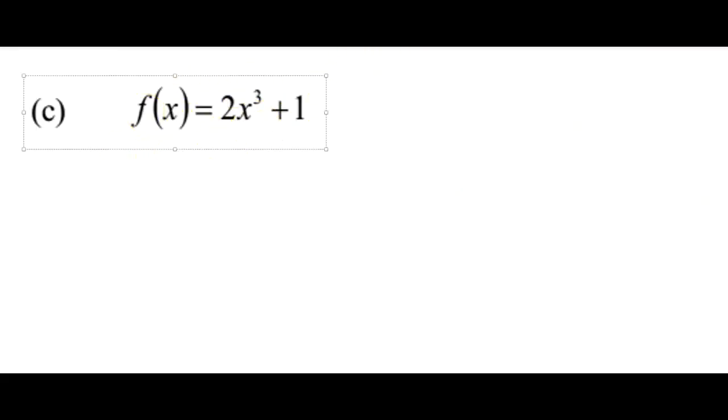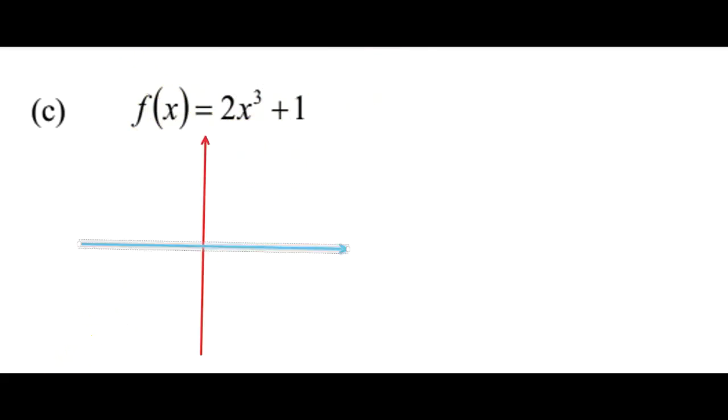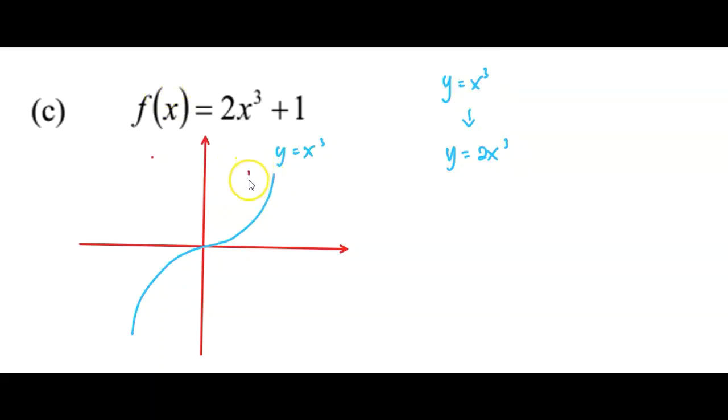Continue for this function. I'm going to sketch the graph of this. We can sketch this graph by having the basic function. The basic function is y equals x cubed. It's like that. And since we start from y equals x cubed, and then continue by y equals 2x cubed, multiplying this x cubed by 2 means that the graph will be a little bit steeper compared to y equals x cubed and go down a bit faster.